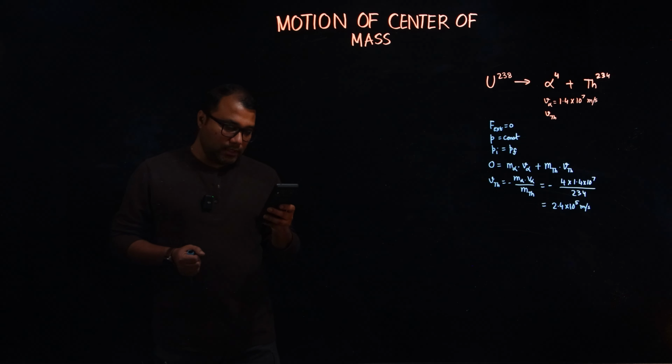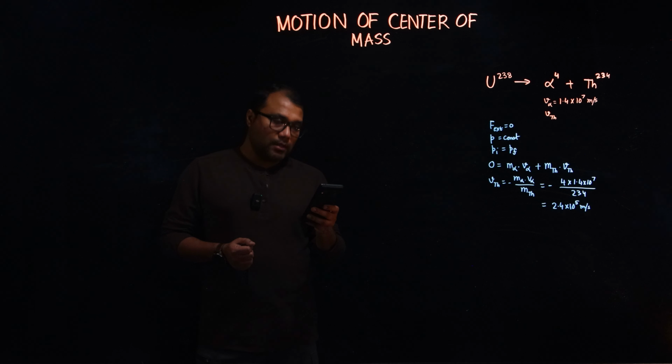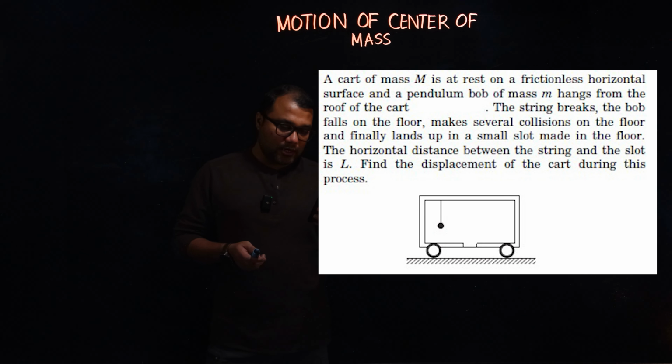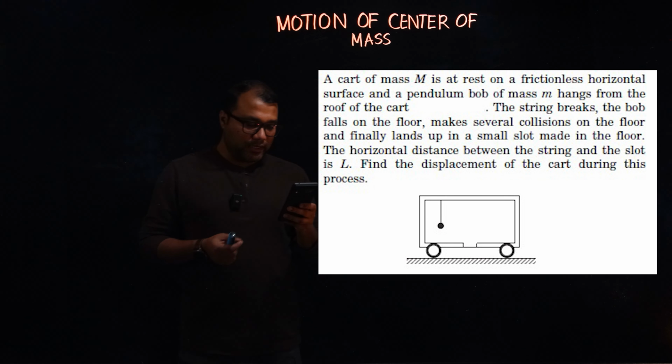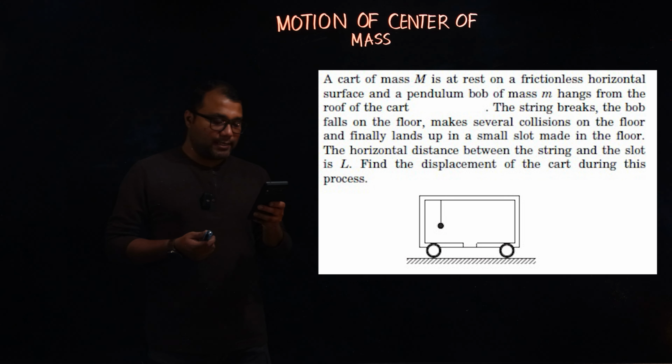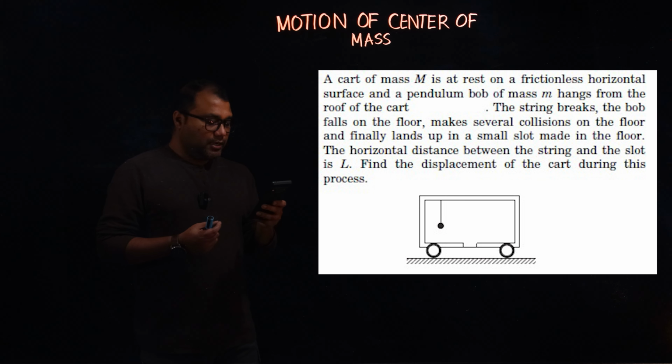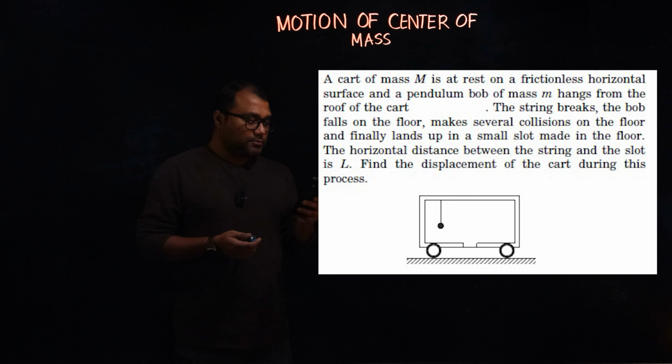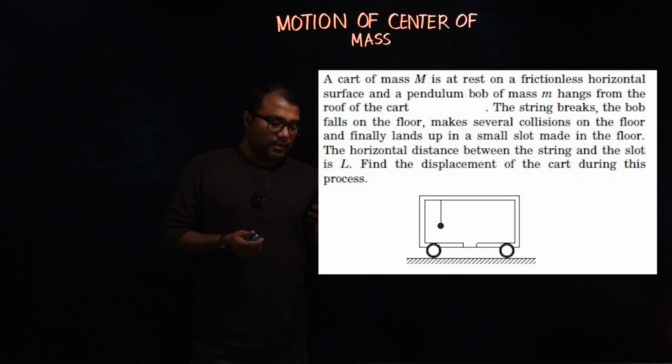The next question, a cart of mass M, I'll put it up on the board. A cart of mass M is at rest on a frictionless horizontal surface and a pendulum bob of mass small m hangs from the roof of the cart. The string breaks, the bob falls on the floor, makes several collisions on the floor and finally lands up in a small slot made in the floor. The horizontal distance between the string and the slot is L. Find the displacement of the cart during this process.